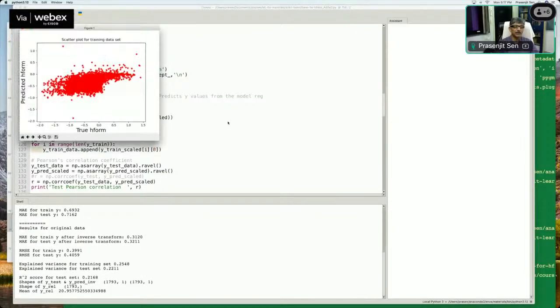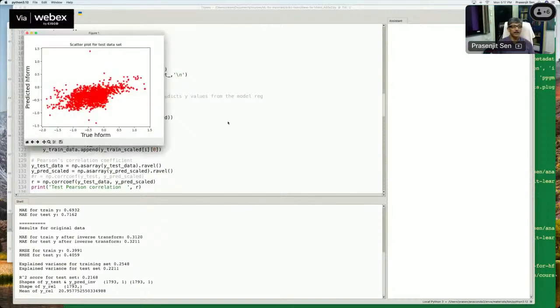Okay, relative error in Y. And this is what you typically do in any regression task. This is for the training set data, the true heat of formation and the predicted heat of formation. In the ideal case, you expect a straight line. Okay, they should match exactly. So x equal to y or y equal to x straight line. This is very far from that. Not surprising. And this is the same plot for the test data.